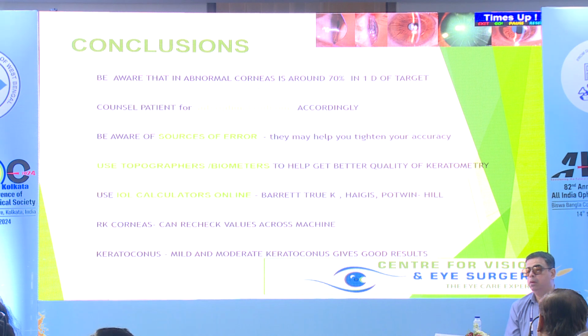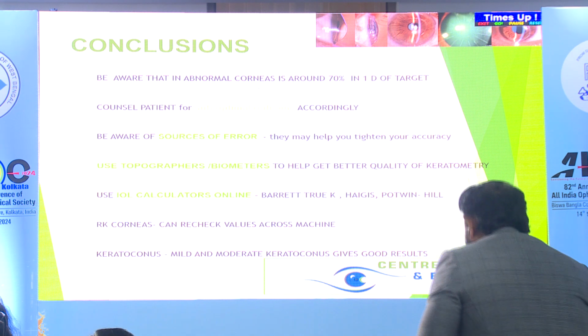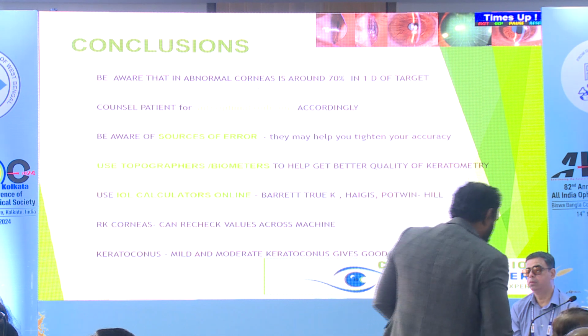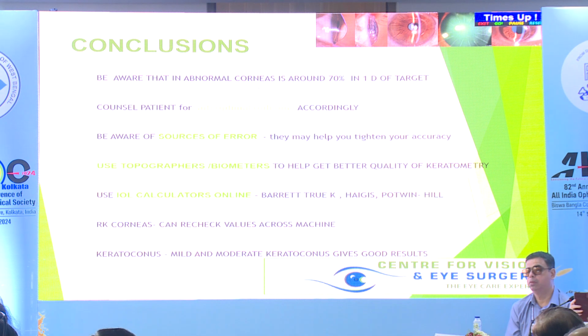In conclusion, be aware of abnormal corneas. Only about 70 to 80% are within 1 diopter. Counsel the patient, maybe for some optimal outcomes. Be aware of the sources of errors. Use topographers wisely and use IOL calculators online. Remember, RK corneas, recheck them, and keratoconus and mild keratoconus, moderate corneas have very good results.